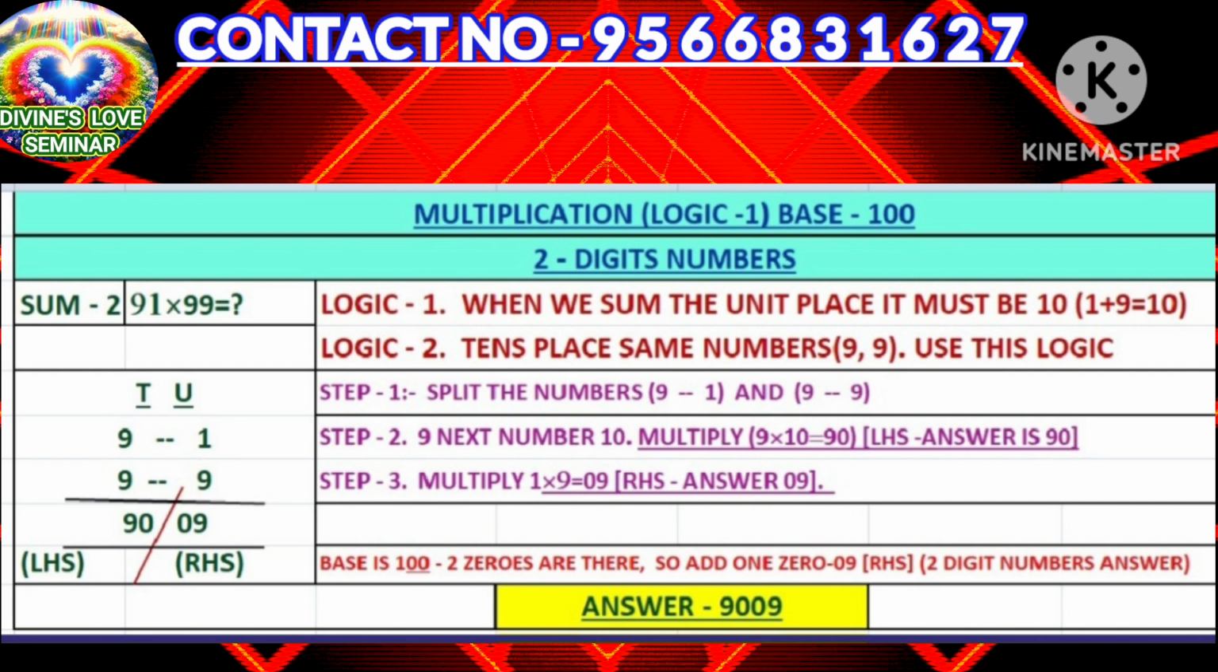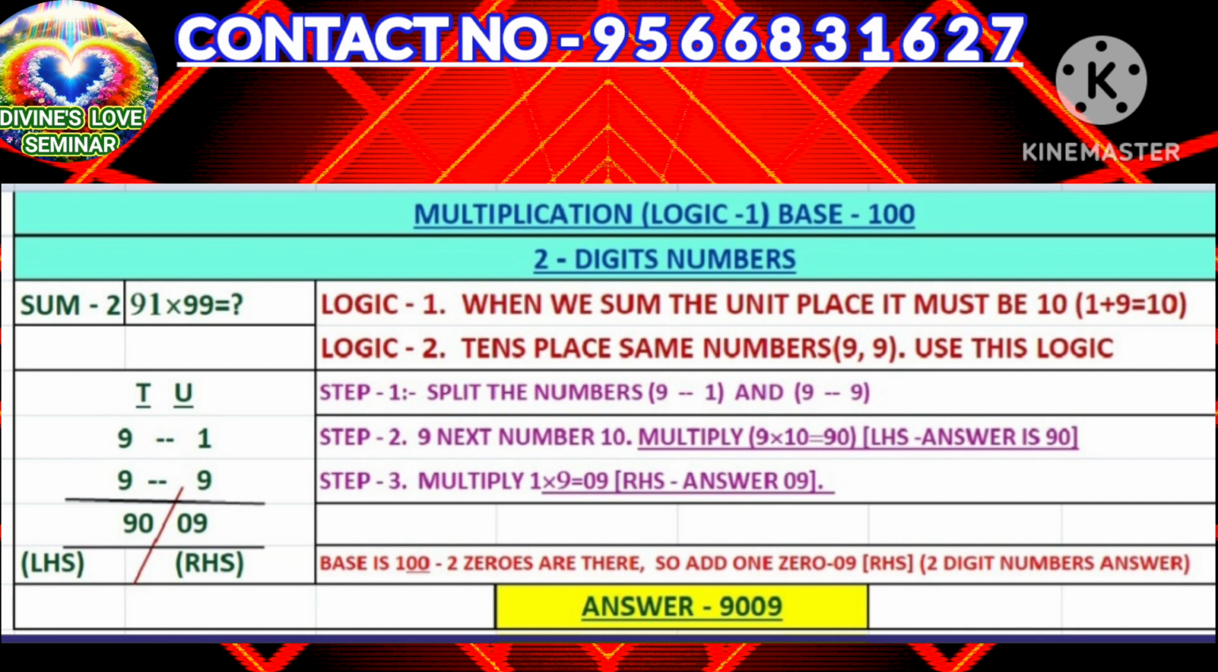See the image and write step by step, then you will understand. Step 1: split the numbers as shown in the figure. Step 2: the number 9 is multiplied by the next number, that is, the tens place number. 9 tens are 90. That is the left side answer, the LHS. The LHS answer is 90.